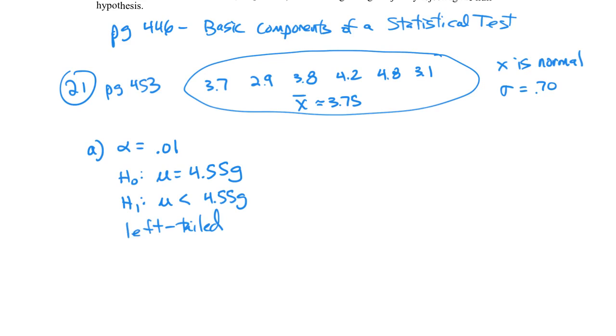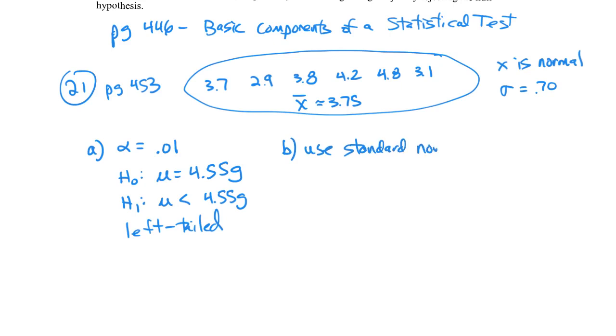Part B says, check the requirements. What sampling distribution will you use? And then it wants us to find the z-value of the sample test statistic. Well, we are going to use the standard normal.